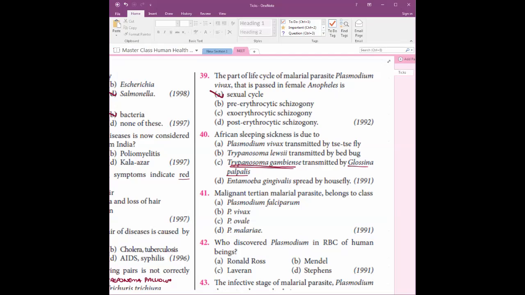Always ask, guys, who is this Glossina palpalis? Basically, we call it the tsetse fly. This is your tsetse fly. So always remember this is going to be asked: African sleeping sickness, tsetse fly, or Glossina palpalis.